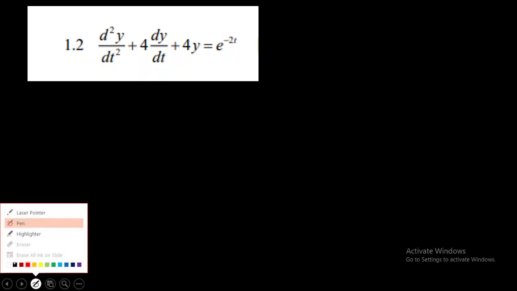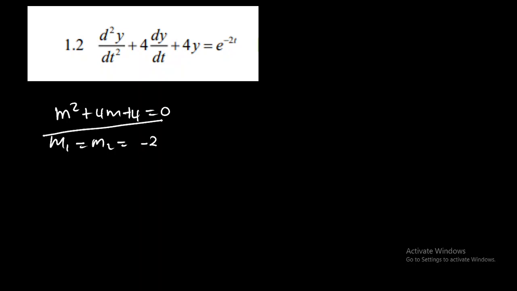1.2, we're still going to follow the same process. You can see even here we're given a differential equation. The first thing you need to do is determine the characteristic equation, which is the auxiliary equation, m squared plus 4m plus 4 equals 0. If you use your calculator, you're going to get m1 equals m2 equals what? Minus 2. Use the calculator to get the value. This implies that the roots m1 and m2 are equal.